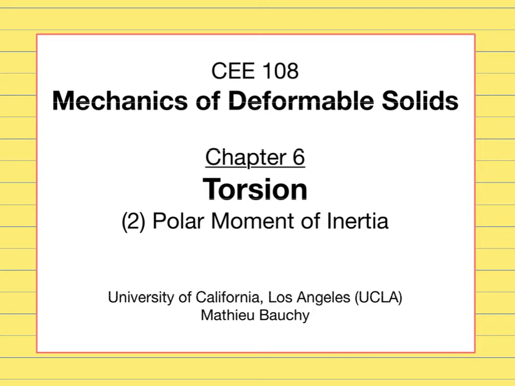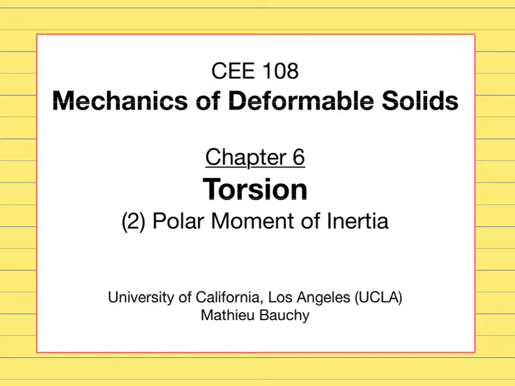So in the previous chapter, we defined the internal torque, which is going to be the first thing that matters when predicting the deformation and the stress of a beam subjected to a torque. But there is a second thing that is also going to matter, which is the geometry of the shaft.